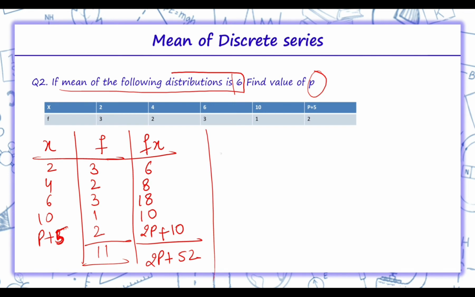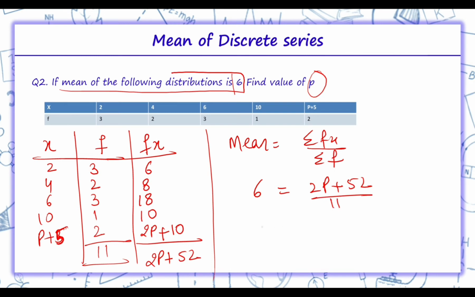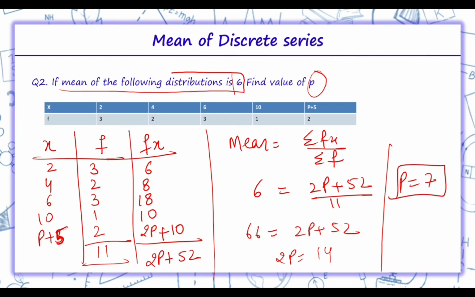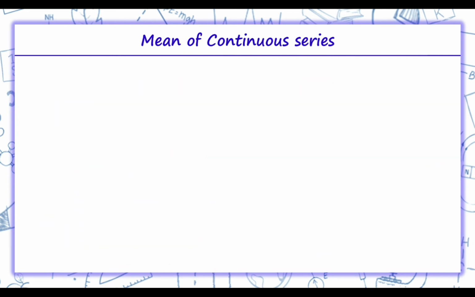Now over here in this question, mean is equal to summation fx by summation f. Mean is 6. This is 2p plus 52 by 11. So 66 is equal to 2p plus 52. Thus 2p is equal to 14. So the value of p will be 7. So this is how we can calculate the unknown values also.